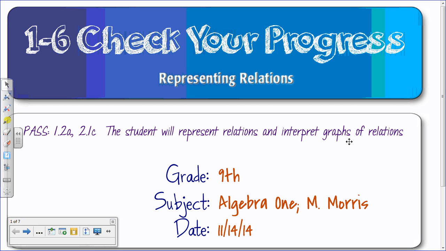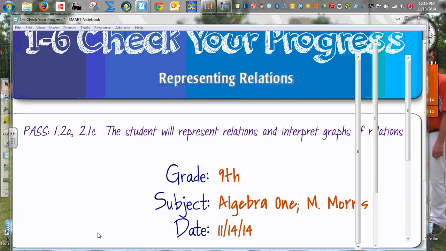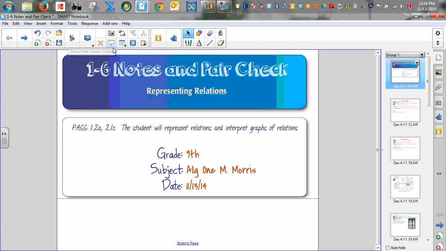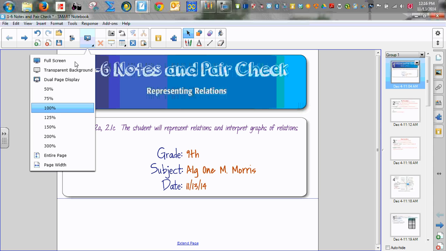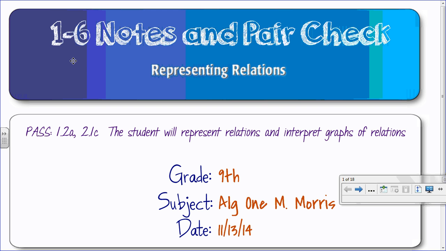If that works, okay. All right, 1-6, check your progress. Now, write this down under your notes where you put it. Okay, on there, where do you put your notes at? Where you wrote notes, make sure you put the title also, representing relations. That way, in case you need to get on YouTube, you can type that in on YouTube, and it'll pull up the same stuff. All right.